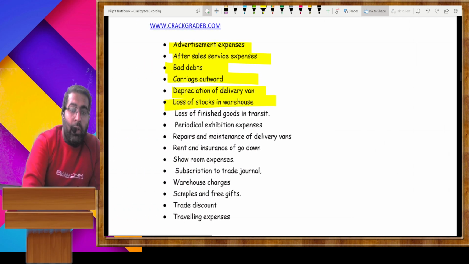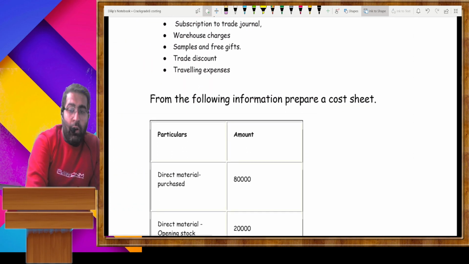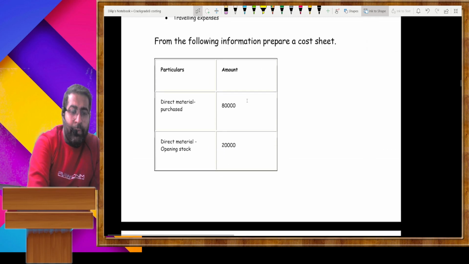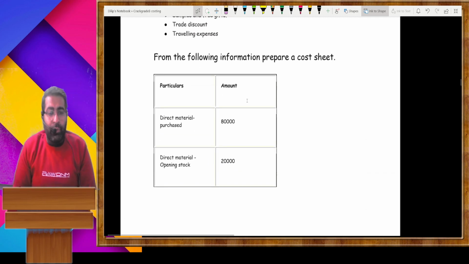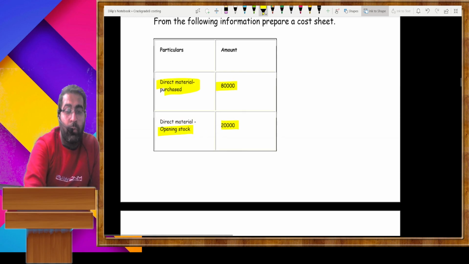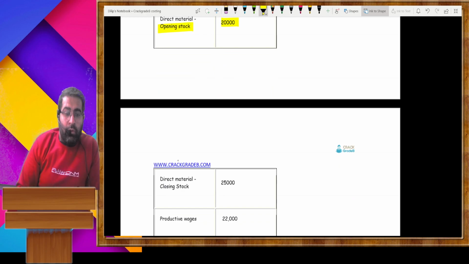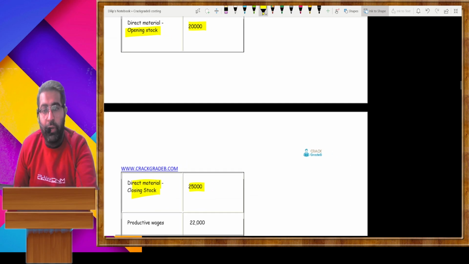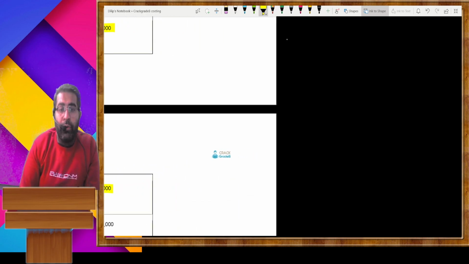Now, Ishan, I included one question, only one question for long purpose. Then by this you are able to understand how the cost sheet is prepared. Look at here. Direct material purchase 80,000. Opening stock of direct material 20,000. Direct material closing stock 25,000. Just look at here. We are doing here.